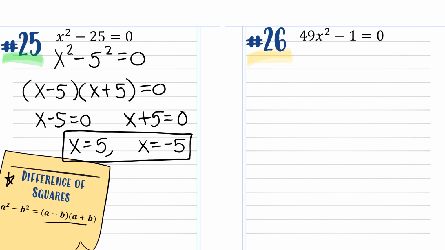Looking at 26, now we have a little bit more complex of a problem. Here we have 49x squared minus 1. Just like we did in the first step of 25, we want to start by rewriting this so that we can identify our a value and our b value.